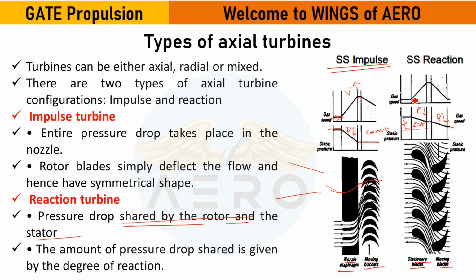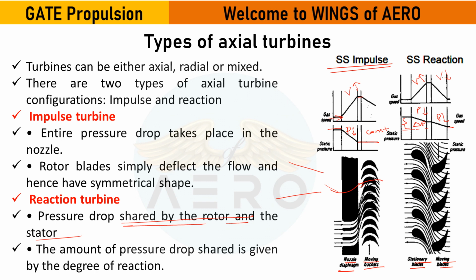Now looking at the speed, the stator blades are kept in such a way that the pressure decreases and here the velocity will increase. But at the rotor part, again what is happening? There is a fall of velocity, a decrease of the flow speed.